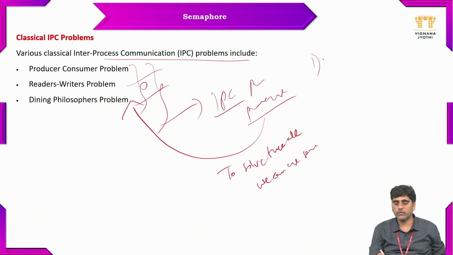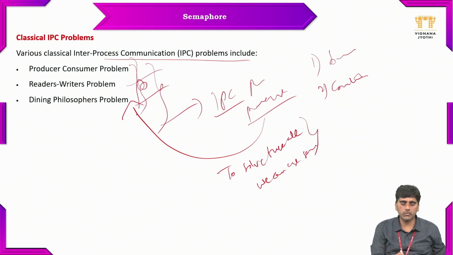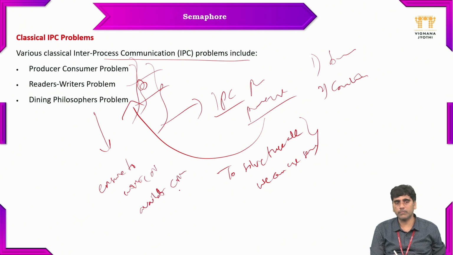We can have two types of semaphores: one is the binary semaphore and the second one is the counting semaphore. Whenever you solve these types of problems, you must ensure to write the critical section operations. So you need to write the critical section process for all these types of problems.